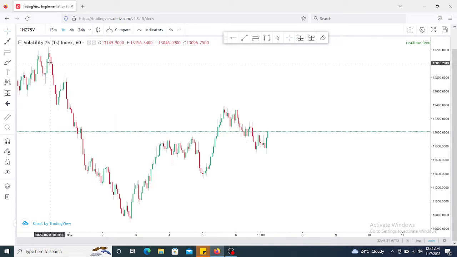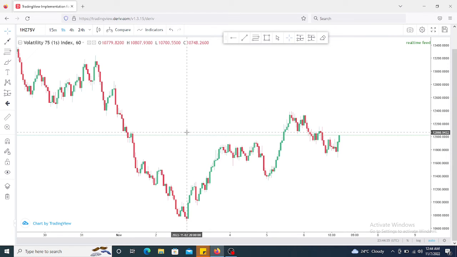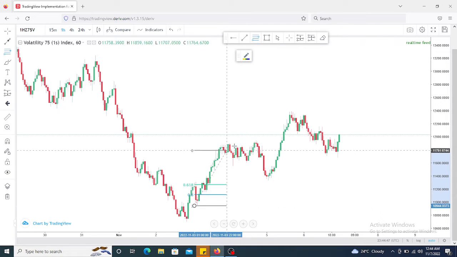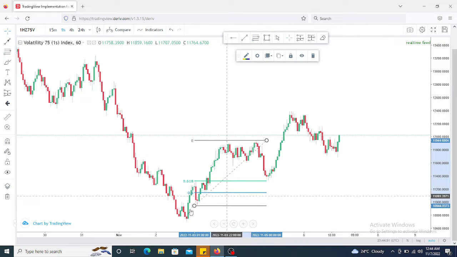So this is V75 ACE 1 hour time frame. So let's say you want to use your Fib tool on this current chart. All you just need to do is pick your Fib tool and take it from the low to the high, at the tip of the wick of the high candle there. If it falls between the 618 level and the 80 level, there you can look for entries.